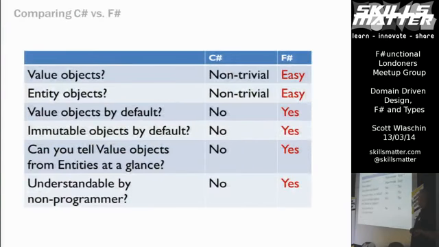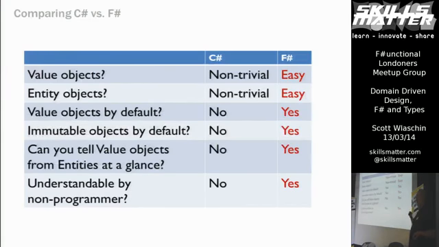So just to summarize C# versus F#: value objects are non-trivial in C#, they're trivial in F#. Entity objects are non-trivial in C#, trivial in F#. Value objects by default is true in F#, and if you're doing domain-driven design, you should be using value objects by default, unless there's some reason to have an entity. People way overuse entities in domain-driven design. Can you tell value objects from entities at a glance? Yes, you can in F#. And is it understandable by a non-programmer? In this whole list, F# does better than C#.